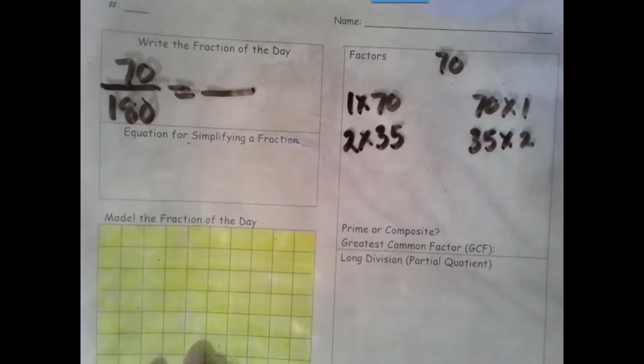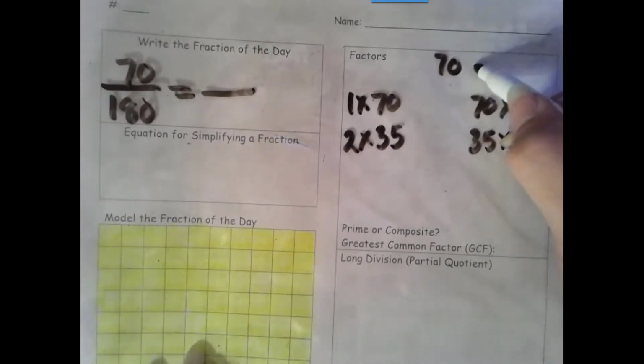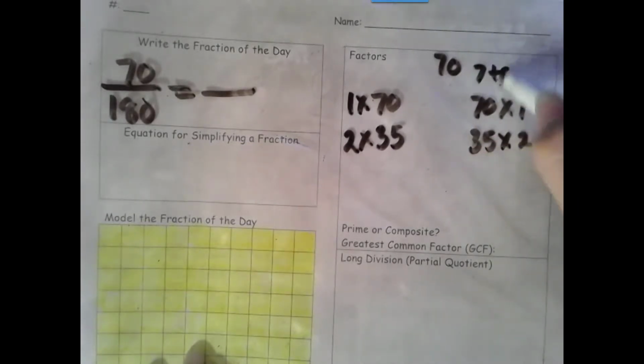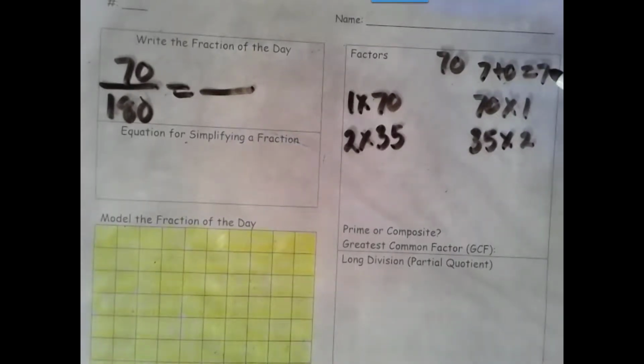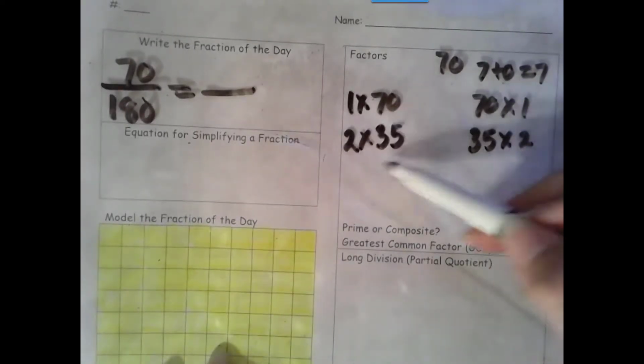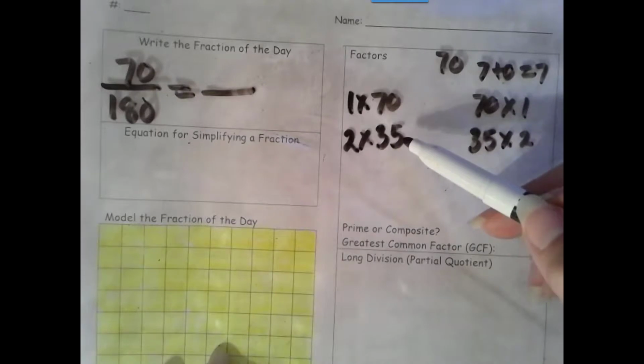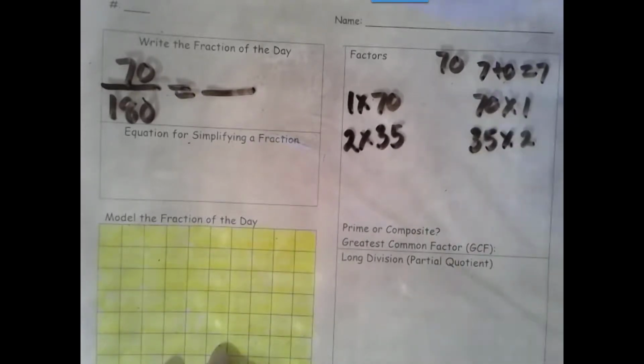Okay, we can add the digits together. That's the rule for 3. 7 plus 0 is 7. 7 is not a multiple of 3, so 3 is not a factor. We try 4. One way to check for 4 is if the second factor with 2 is even. It is odd, so that means 4 is not a factor.